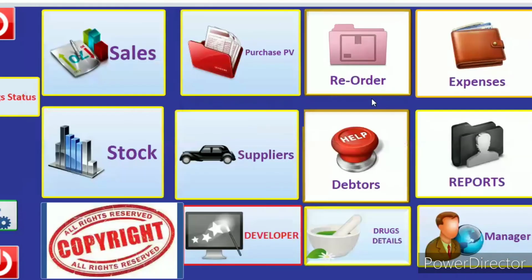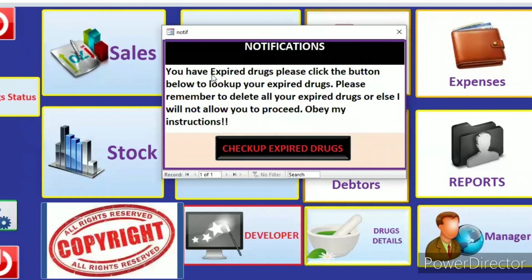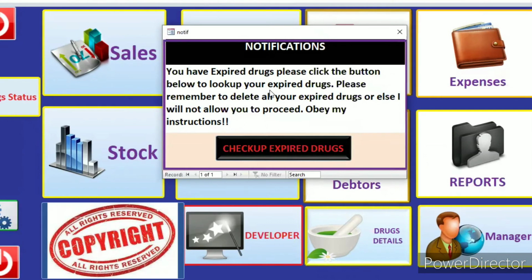Okay, so you can see that notification. You have expired drugs. Please click the button below to look up your expired drugs. Please remember to delete all your expired drugs, or else I will not allow you to proceed. Obey my instructions. So this is the message you will get if some of your drugs are expired and they are still in the system.